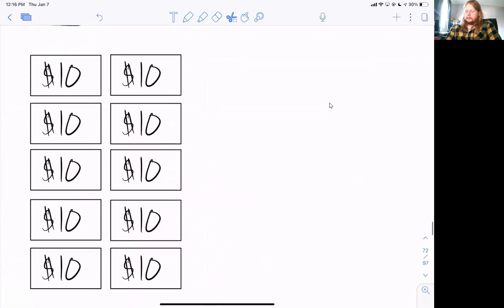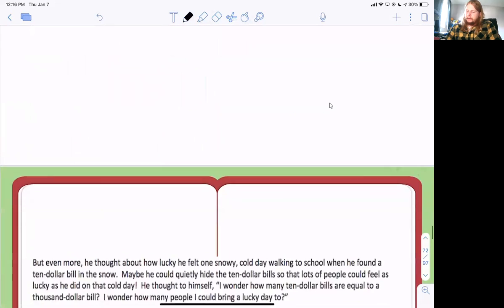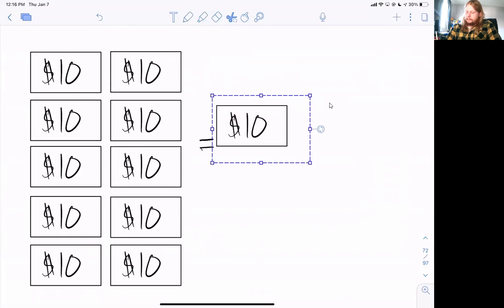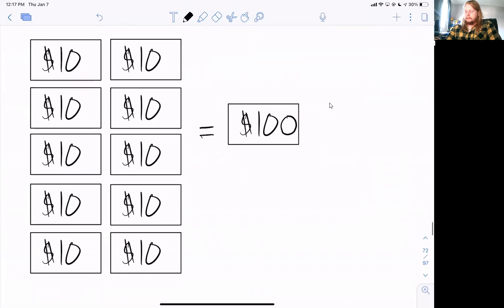100. So it took 1, 2, 3, 4, 5, 6, 7, 8, 9, 10. It took 10 of these to equal a $100 bill, right? So it took 10 $10 bills to make a $100 bill. Now, how many $100 bills do I need to make 1,000? Let's go ahead and see.